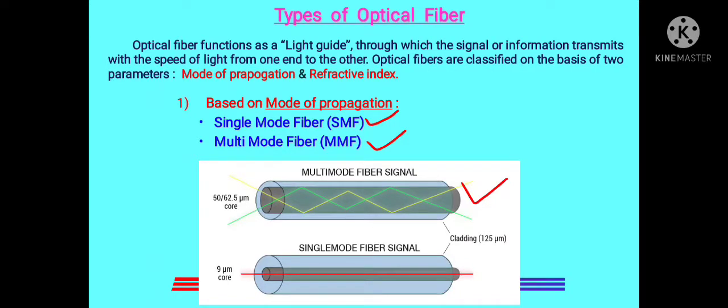The main difference between single mode fiber and multimode optical fiber is the area of cross section of core material. In case of single mode, the cross section area of the core is about 9 micrometer, and in case of multimode optical fiber, this area of cross section is about 50 micrometer.